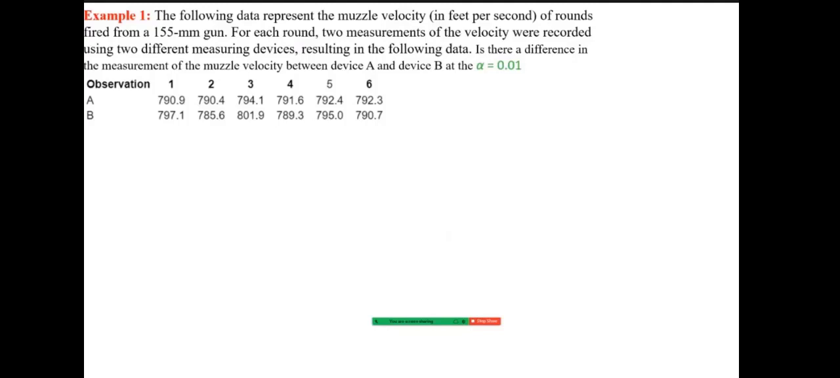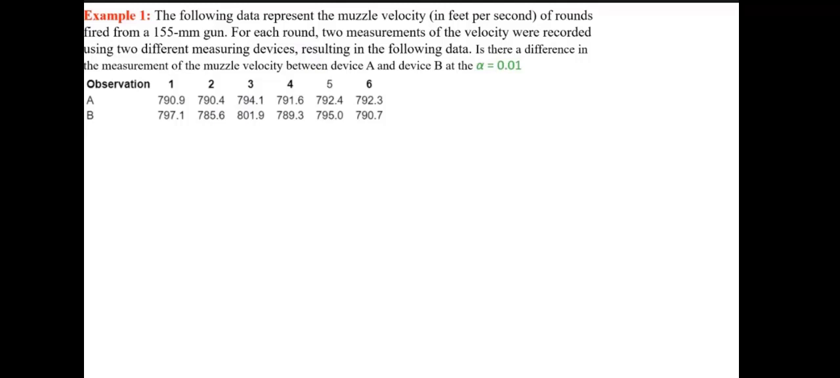Looking at example 1. The following data represent the muzzle velocity in feet per second of rounds fired from a 155 mm gun. For each round, 2 measurements of the velocity were recorded using 2 different measuring devices, resulting in the following data. Is there a difference in the measurement of the muzzle velocity between device A and device B at the alpha of 0.01?